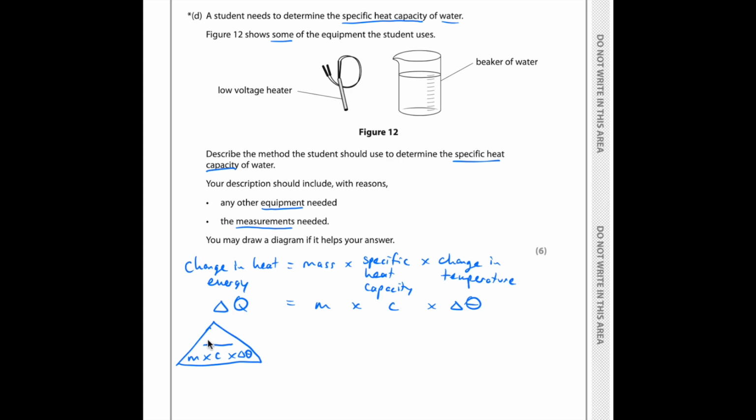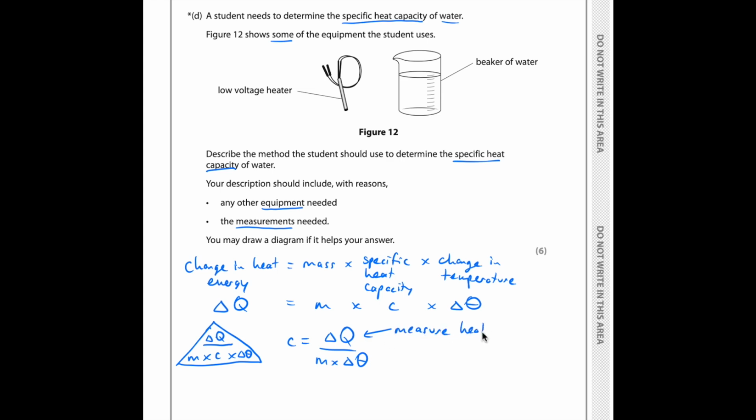And one space and one thing, so we'll pop that in, delta Q on the top. And we're looking for C, so we'll cover up C. And what we're left with is how to work it out. Delta Q divided by mass times by delta theta. And now the equation basically tells us what we need to measure, and we just say what we're going to measure it with.